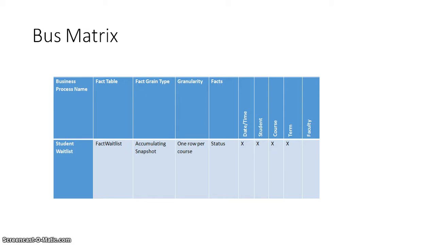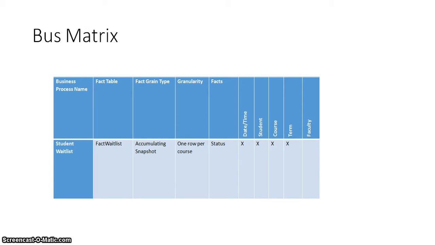On the current slide, you can see the bus matrix, the detailed bus matrix for the student wait list. As you can see, our fact table is going to be named fact waitlist, and our grain type is an accumulating snapshot, since we expect that the rows in the database will be constantly updating themselves as the status of a student and other attributes keep updating. And the granularity is one row per course.